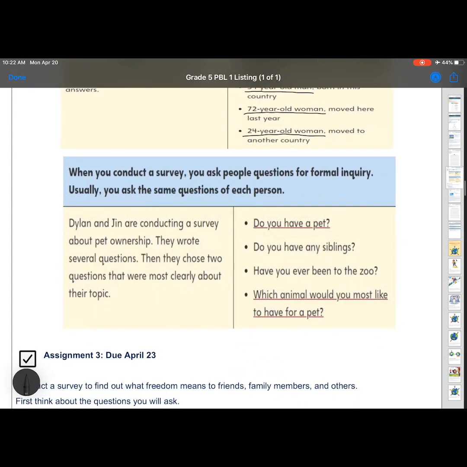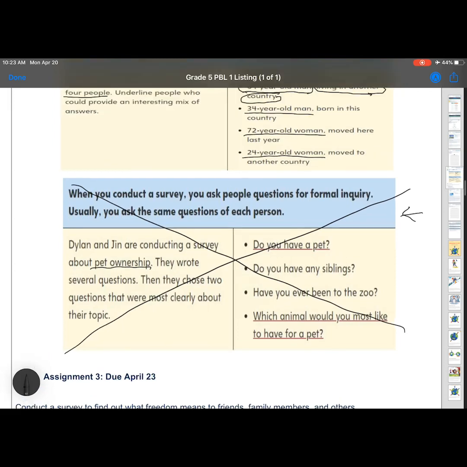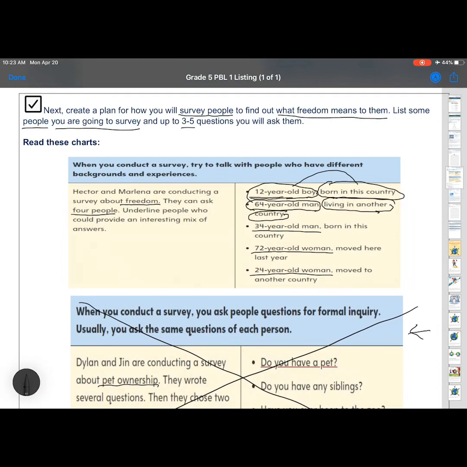Here's another example. I'm not going to read this example because I don't want to confuse you. The survey is about pet ownership. So you can read that. Definitely, if it clarifies things a little bit more for you, you can read that. I'm just not going to read it because I think this example is the best. That's the one we're doing.